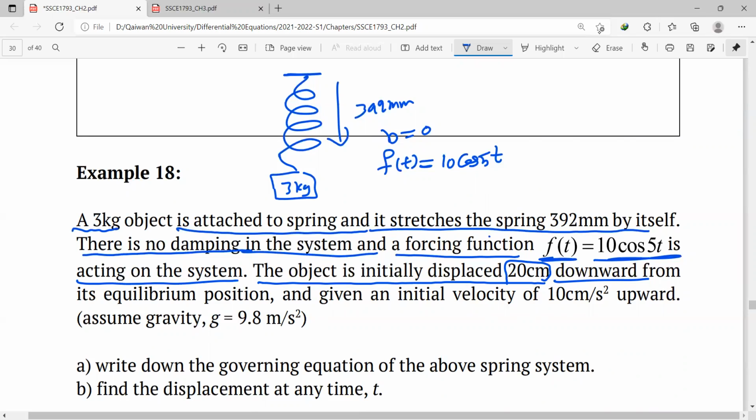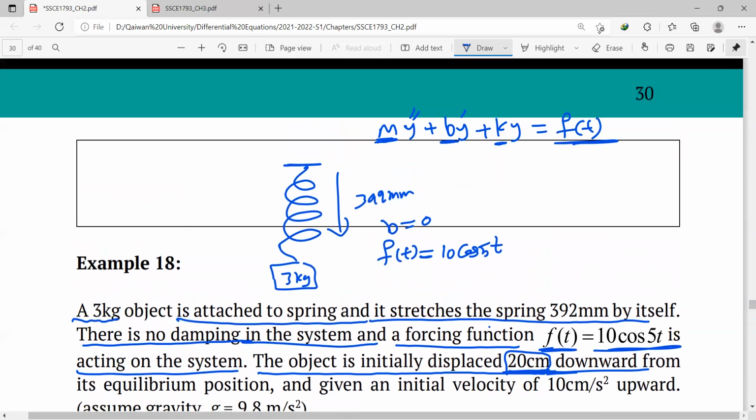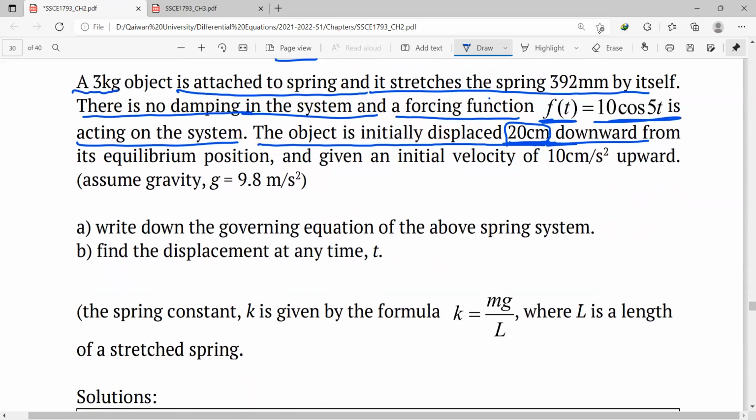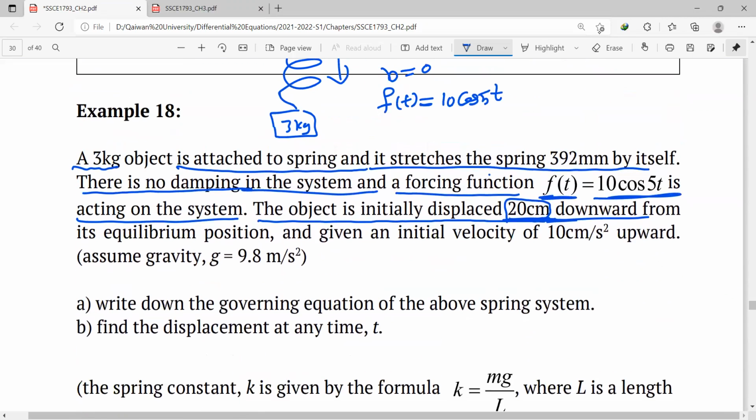And here, the velocity is the derivative of the displacement. We say the initial displacement means when time is 0, the displacement is 20. That means y of 0 equals 20. This is the displacement at the initial time. It's downward, so its value is positive, from the equilibrium position.